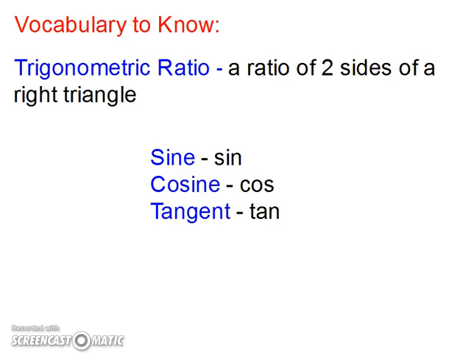We might want to know what a trigonometric ratio is, though. A trigonometric ratio is a ratio of two sides of a right triangle. You'll notice that on your calculators they don't actually write out cosine and tangent. Sine is pretty close, they only dropped one letter. Sine is represented as S-I-N, cosine C-O-S, and tangent is T-A-N.